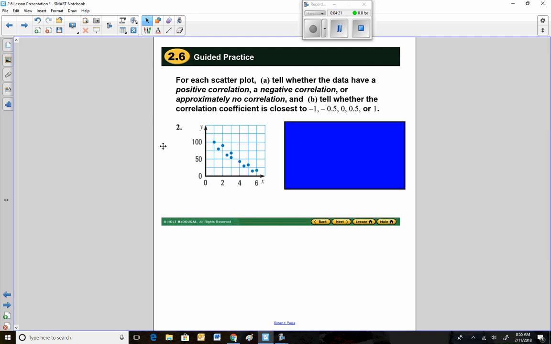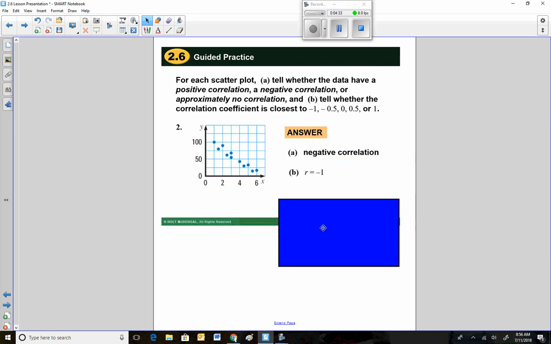All right, let's have you guys try out this one. Pause your video. Welcome back. Let's see how you did. This is definitely going downhill, so it's a negative. Should it be -0.5 or -1? Ta-da! -1, because look how close together they are.